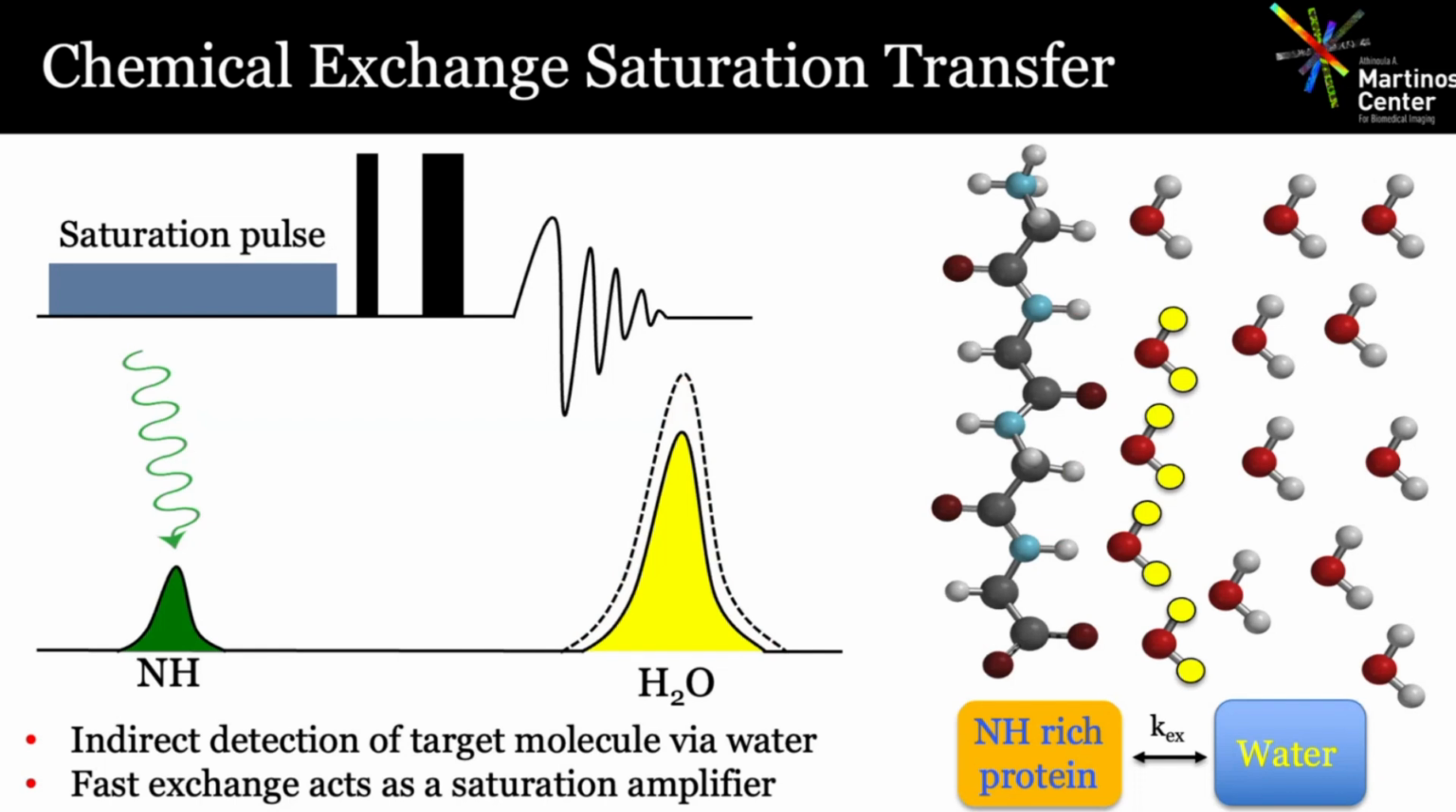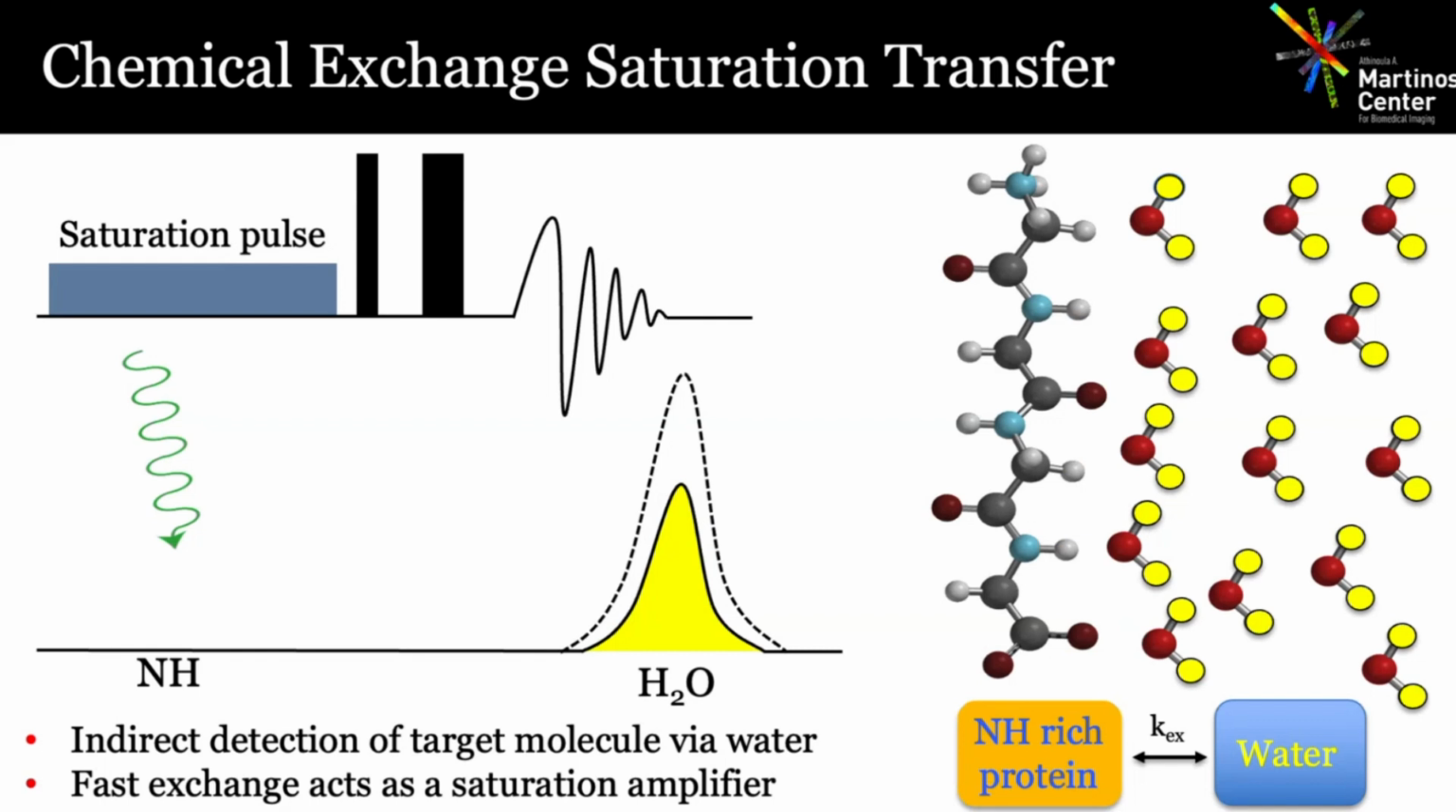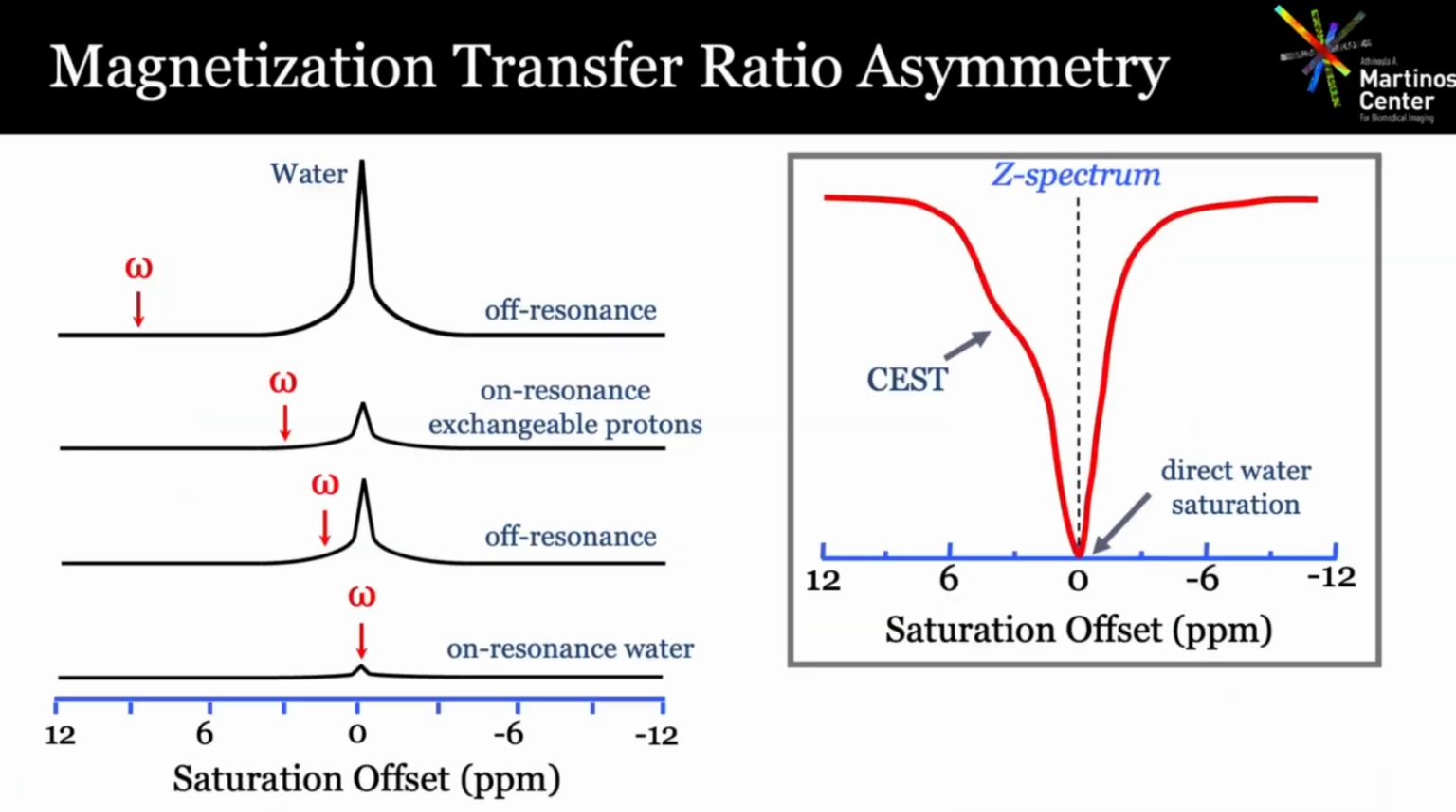And if we have fast exchange, we can keep that saturation pulse on for a long time and keep pumping the saturated protons into the water pool, so we get a big change in our water signal, where again, fast exchange acts as this amplifier. All right, so conventional CEST, what do we do?